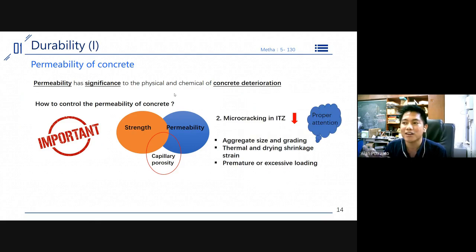And then the second one is micro cracking in the ITZ. There's the first step in micro cracking in the ITZ; I think all of you already read about that. So we should decrease the micro cracking in the ITZ. To do that, we should pay more attention to aggregate size and grading. Then we should also pay proper attention to thermal and drying shrinkage. Another one is we should pay attention to excessive loading. So before our structure is loaded, be careful not to apply any load to our concrete structure.